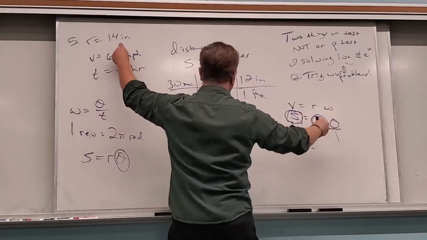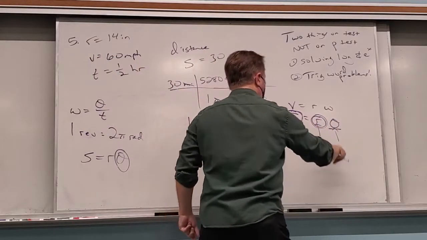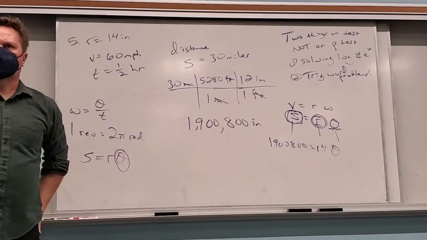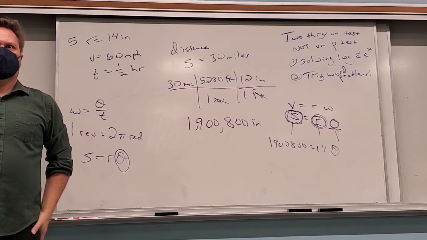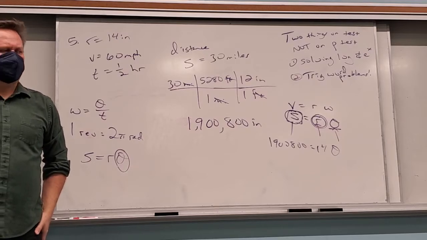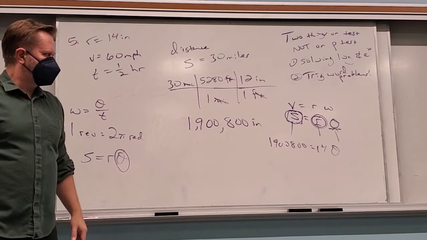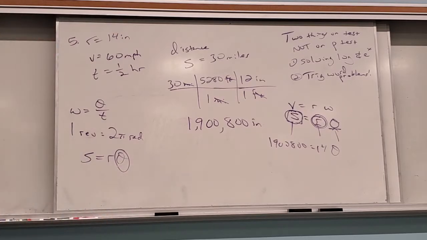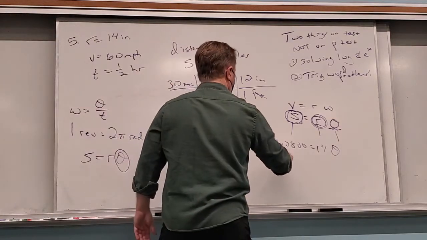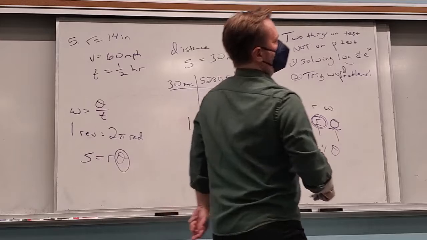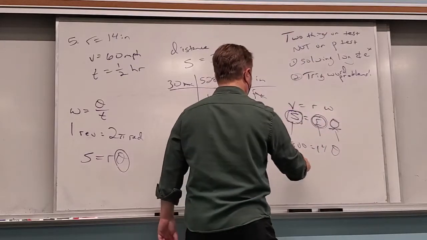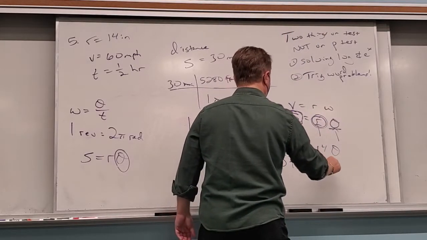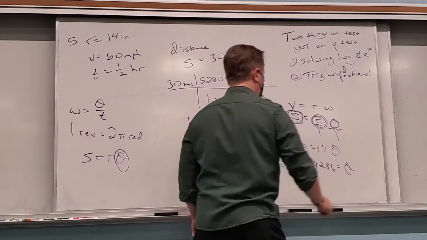R is 14 inches. Can we solve for the angle we went through? Yeah. So see, divided by 14 is that weird thing. So 135,771.4286. That is theta.